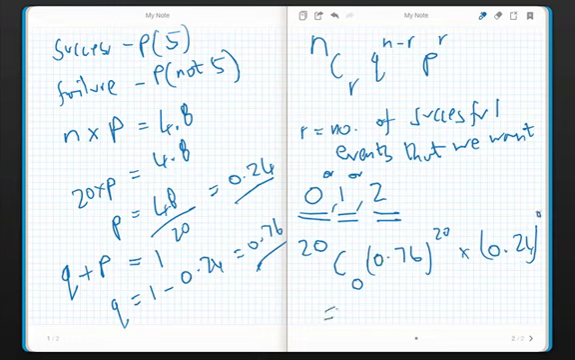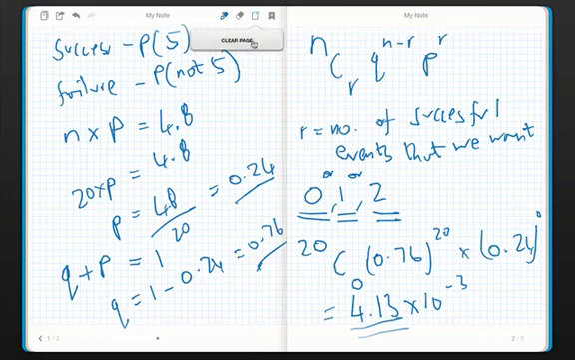And this is equal to just 0.76 to the power of 20, which is equal to 4.13 times 10 to the power of minus 3. Now I'm keeping this in three significant figures, so you can use more if you want. This number we would need for later, so I'm going to be keeping this. Now since we have both of these in our memory, I'm going to clear this page.